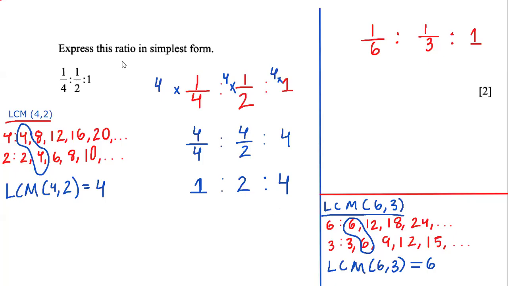So we know we have that the LCM is 6. Now let's go ahead and multiply each term by what? 6. Multiply each term by 6. Very good. So we say what?